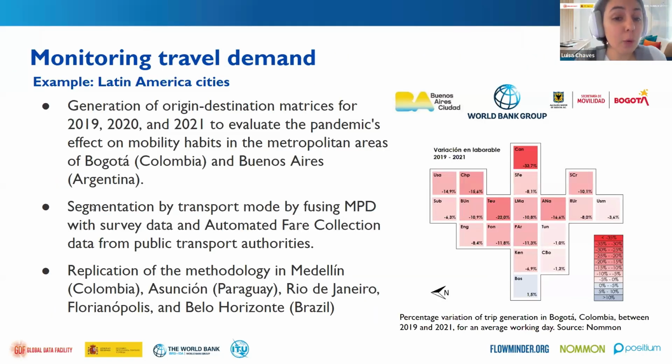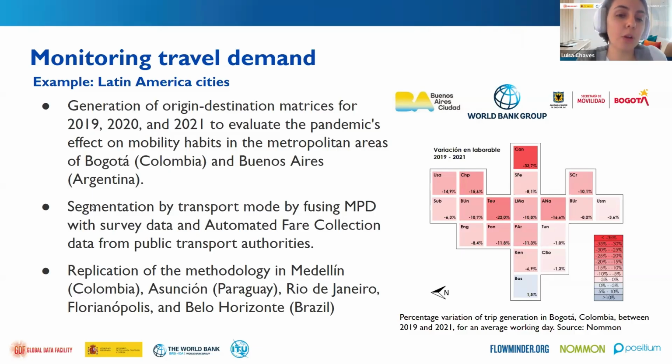For example, the World Bank has been using mobile phone data to support transport planning in several cities across Latin America. The first project, launched in 2021, aimed to achieve two main objectives. First, to understand the impact of the COVID-19 pandemic on mobility in two cities, Bogotá and Buenos Aires. And second, to develop a methodology for using mobile phone data to generate mobility indicators across different Latin American cities.